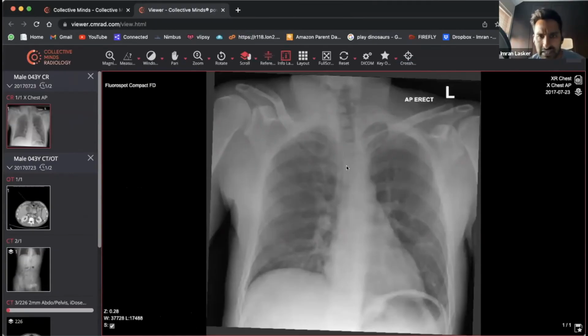Look at the chest X-ray. I haven't seen anything that's grossly abnormal. Everything looks okay. No evidence of any continuous diaphragm sign.